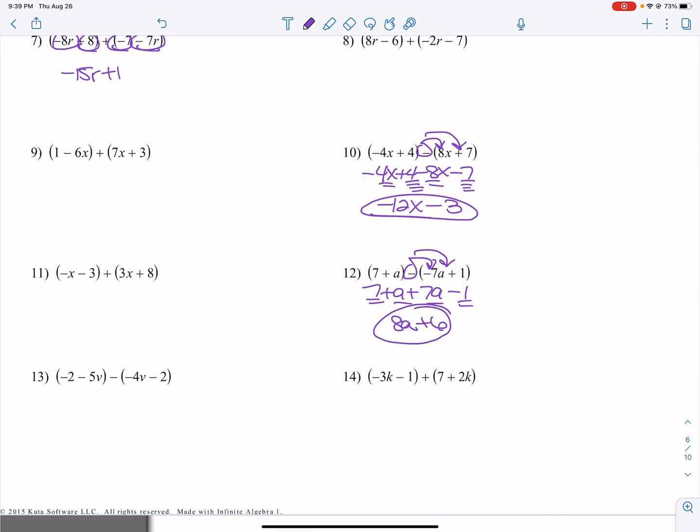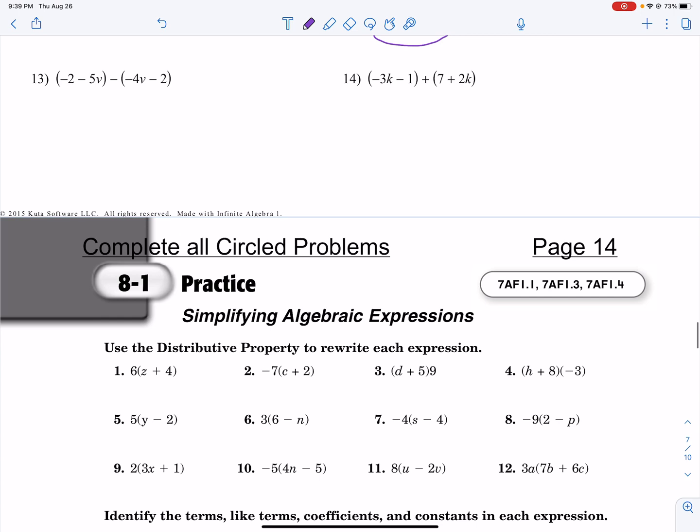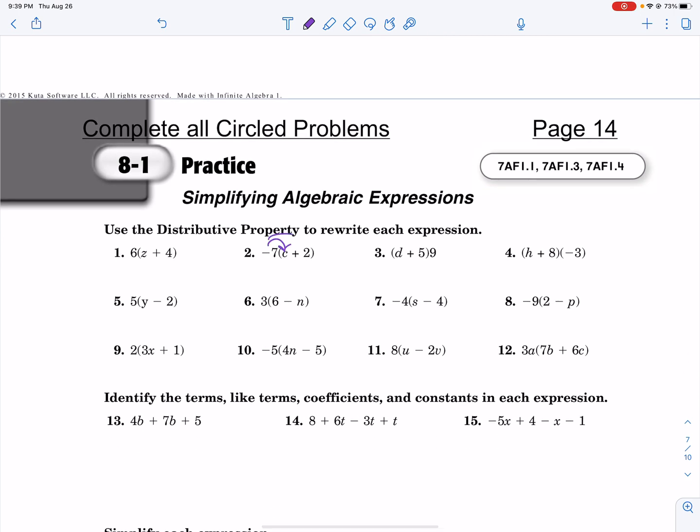All right. Using distributive property, distribute the negative 7 to both terms. So I get negative 7c minus 14. Here, I can do distributive property from the right side. So then it's a negative 3h and a minus 24. And then a negative 5 distributes to a negative 20n plus 25.